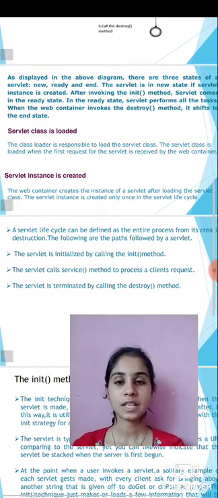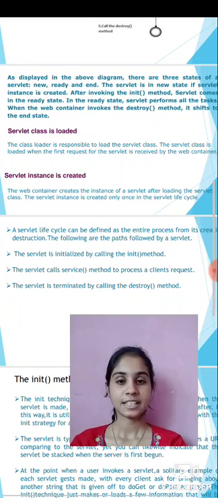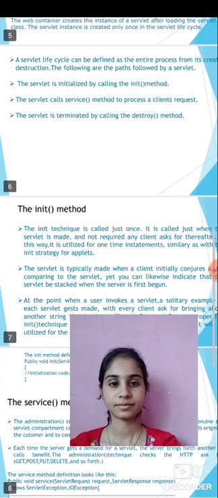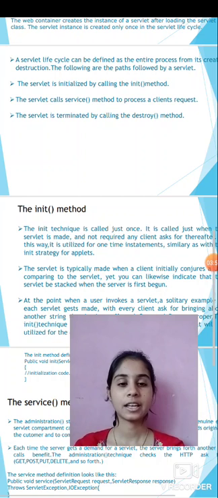Next, the servlet instance is created. The web container creates the instance of the servlet after loading the servlet class, and the servlet instance is created only once in the servlet life cycle. The servlet is initialized by calling the init method. The servlet calls the service method to process the client request. The servlet is terminated by calling the destroy method.